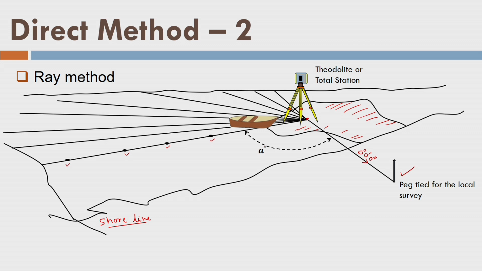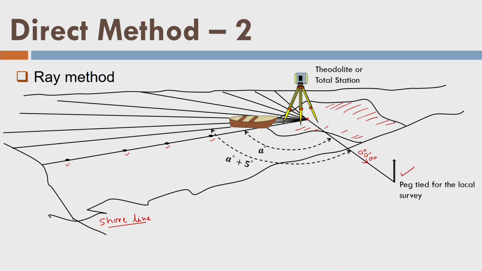We will spread another ray line at A plus 5 degrees. That means we are doing an increment of 5 degrees. Again we will repeat the same process like this, and we collect these points. What is next? We will come back, and next time we will have another 5 degree increment like this, and again we will collect these points. So now you can understand how easy the ray method is, where only one surveyor is controlling the complete survey.